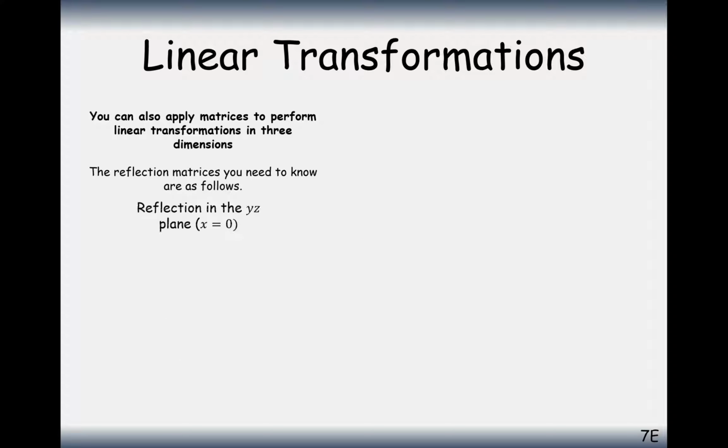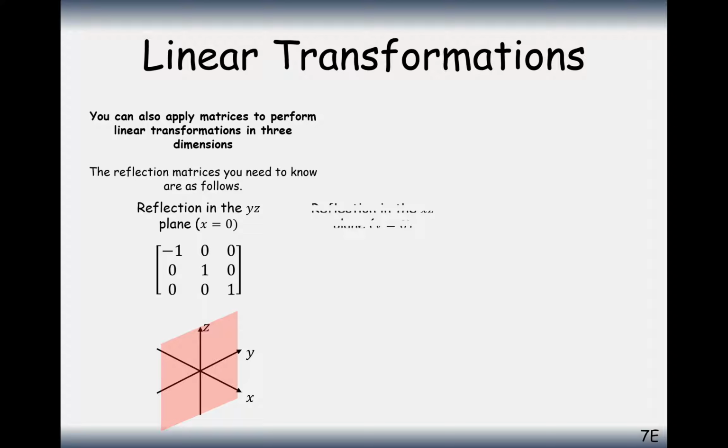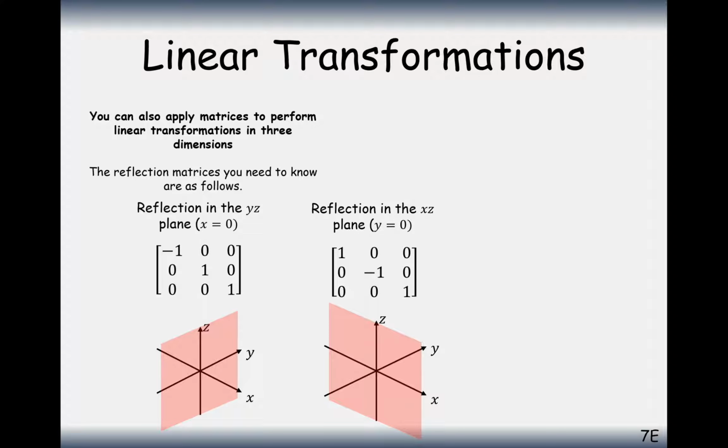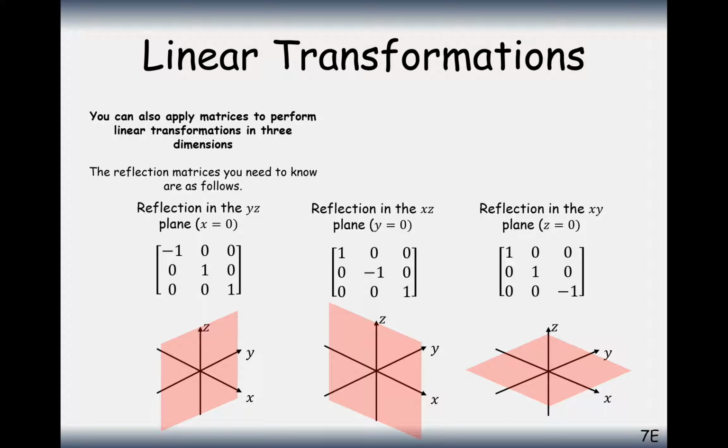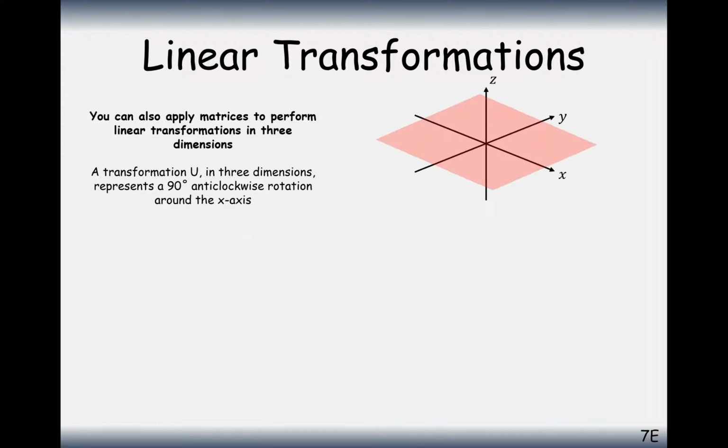So in general, this is how it's going to go. If you're reflecting in the x equals 0 plane, you've got a -1 in the top left. If you're reflecting in the y equals 0 plane, you've got a -1 in the middle. If you're reflecting in the z equals 0 plane, you've got a -1 in the z position. So you probably could remember those without having to work through the maths that we did earlier and drawing out all the base coordinates and reflecting one of the coordinates. You can probably just remember these.